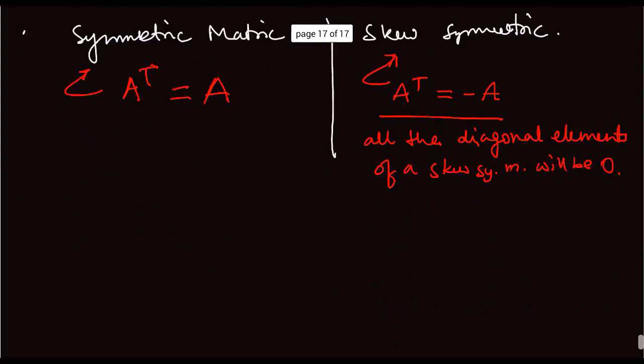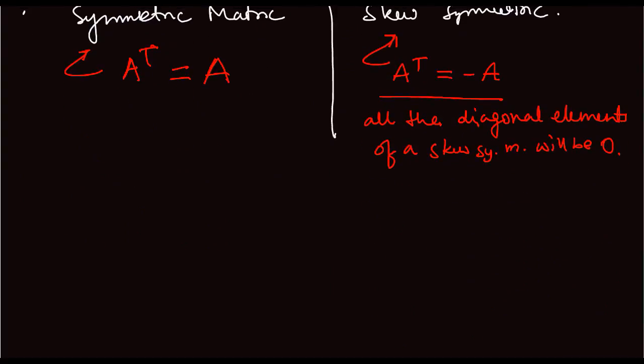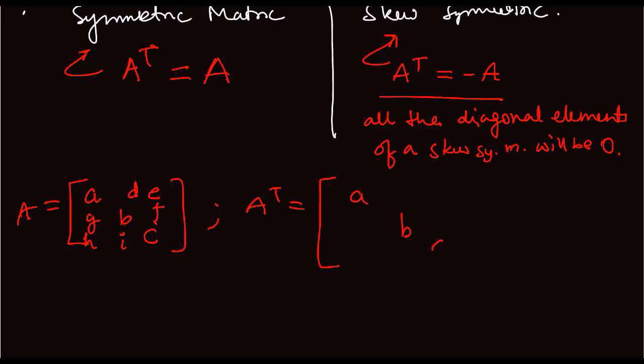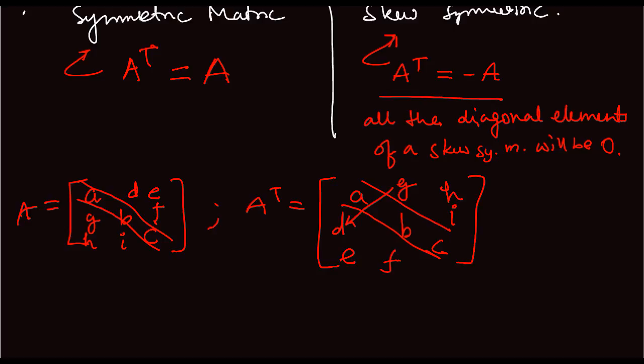Why is that? We'll prove this. Okay, let's see. If A transpose is equal to minus A, and this is A, B, C, D, E, F, G, H, I, fine, this is our A matrix. So A transpose will be A, B, C. These elements will be the same, and these elements will get interchanged. So D, G here, here will have H, here will have E, here will have F, and there I.